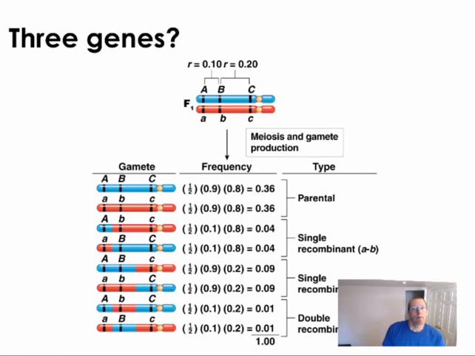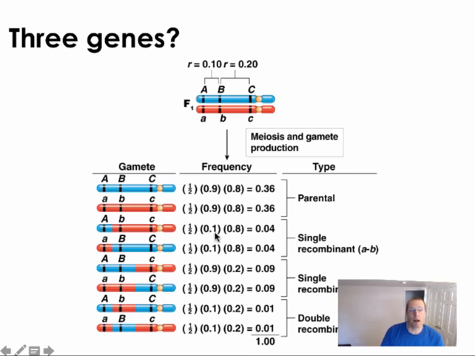Well, let's just say that there's a 10% chance of recombination between A and B, and a 20% chance of recombination between B and C. So what is the probability of recombination between A and B? 10%. Therefore, what's the probability of no recombination? 0.9. And what's the probability of no recombination between B and C? 1 minus 0.2 would be 0.8. So if we multiply 0.9 by 0.8, that gives us 0.72. We divide that by the two types of parental gametes, and you can see that each of the parental gametes would be produced at a frequency of 0.36.